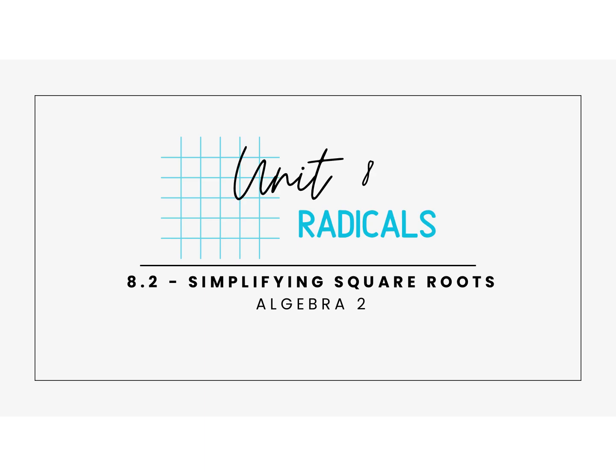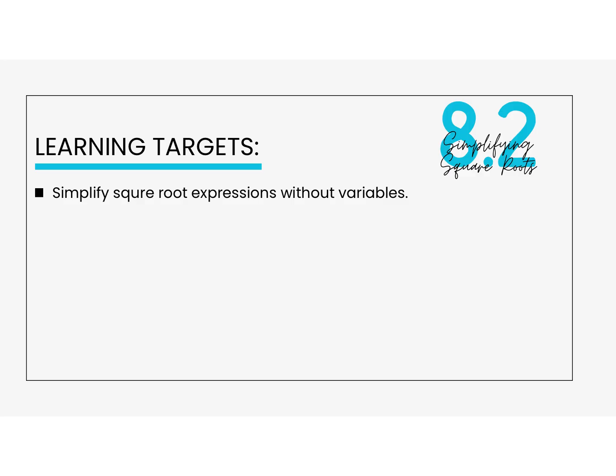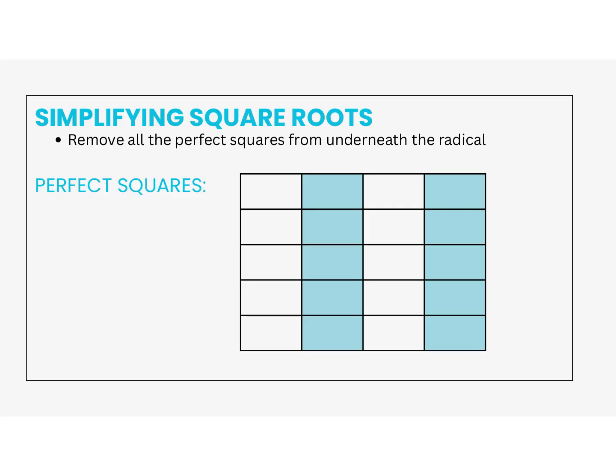Welcome to 8.2. We are going to talk about simplifying square roots, and we are going to look at square root expressions only without variables for now. So when we say simplifying a square root, that means we're going to remove all the perfect squares from underneath the radical, keep those separate, and then leave what's left underneath the radical.